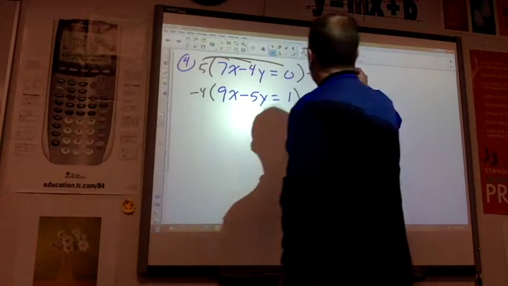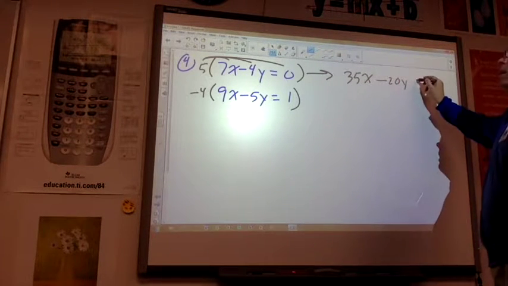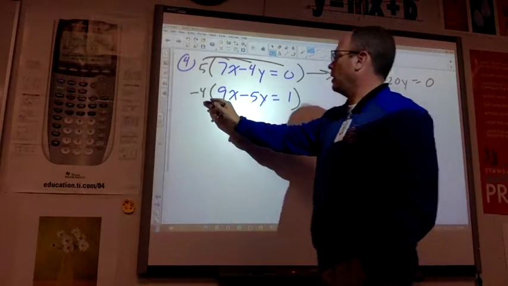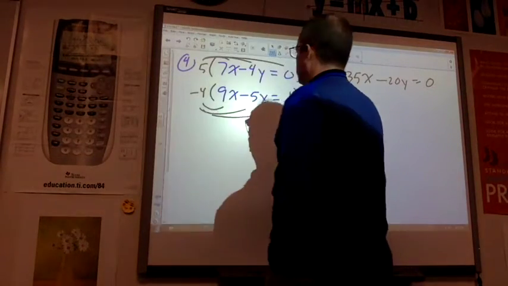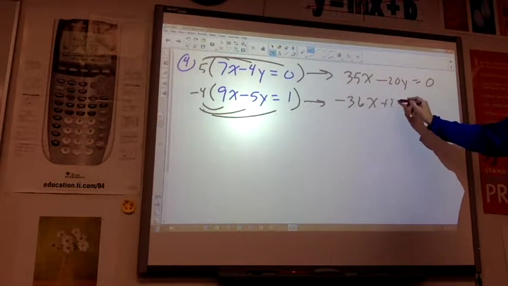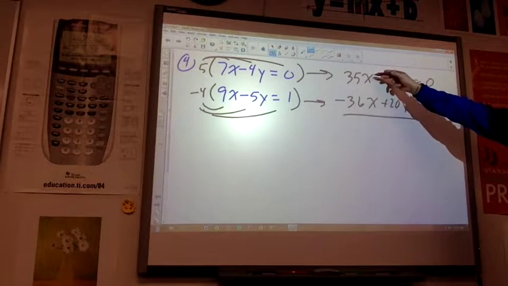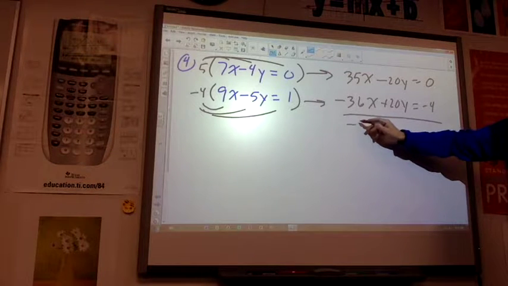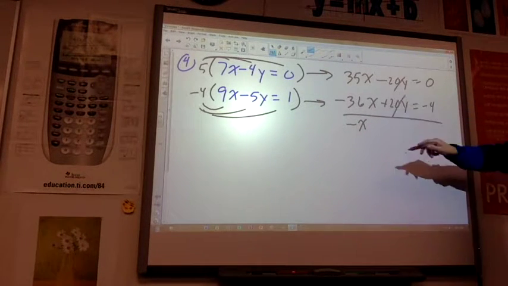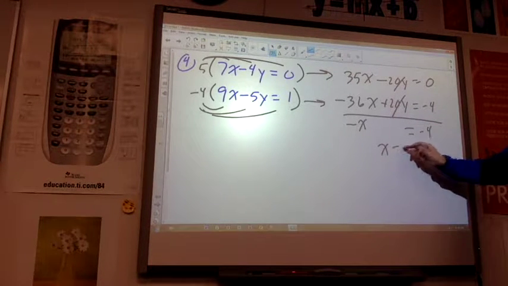Let's see. 35x minus 20y, and then 5 times 0 is 0. And then I'm going to do the same thing here. So I get negative 36x. Oh, this is going to work out nicely. Plus 20y is equal to negative 4. Now if I add these together, 35x minus 36x is negative 1x, or just negative x. Is that okay, John? Yeah. That cancels that, and then I get negative 4. X is equal to positive 4.